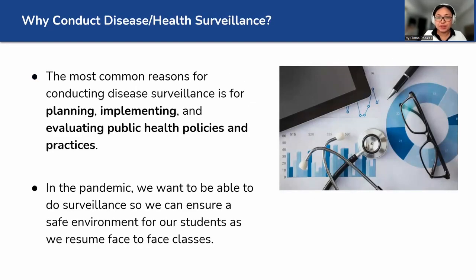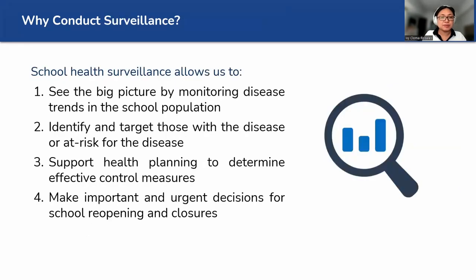So why do we do this? Why do we conduct surveillance? The most common reasons for conducting disease surveillance is for planning, implementing, and evaluating public health policies and practices. In this pandemic, we want to be able to do surveillance so we can ensure a safe environment for our students as we resume face-to-face classes.